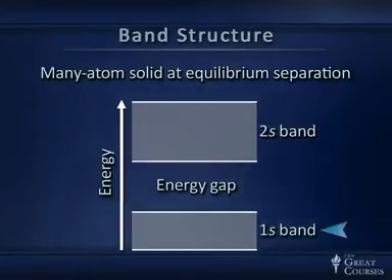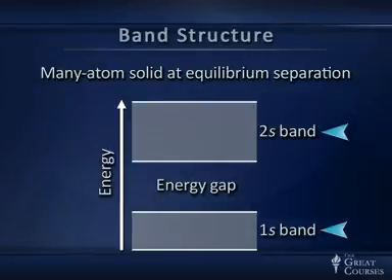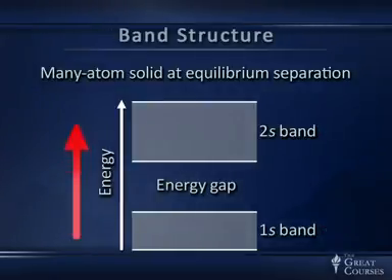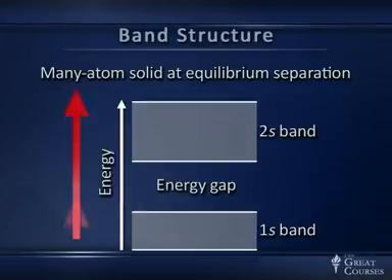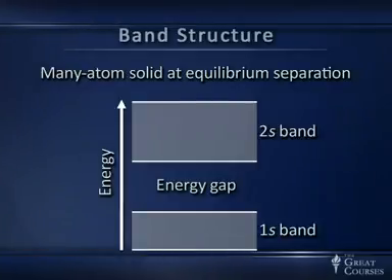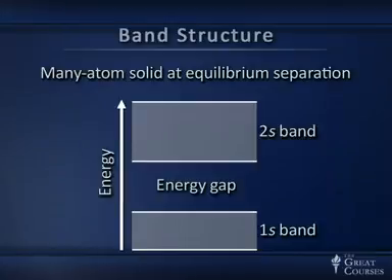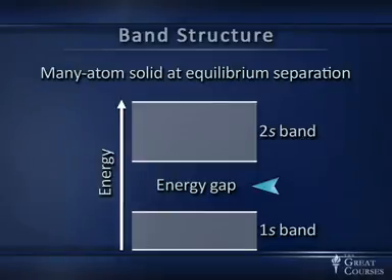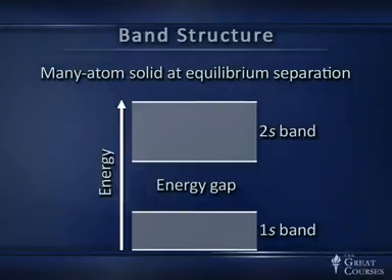But in this case, I've drawn a 1s band and a 2s band, but there really could be higher and there could be lower bands further down. And the energy is going up on the left, and I'm not drawing any shape to this. The horizontal axis doesn't mean anything because I'm drawing a picture at the equilibrium separation for that solid, the bottom of the curve in the previous band level diagram. So there's what the band structure of a solid looks like. And there's this energy gap. No electron states, no allowed energies in that gap.